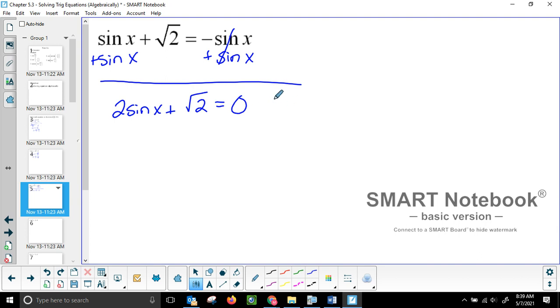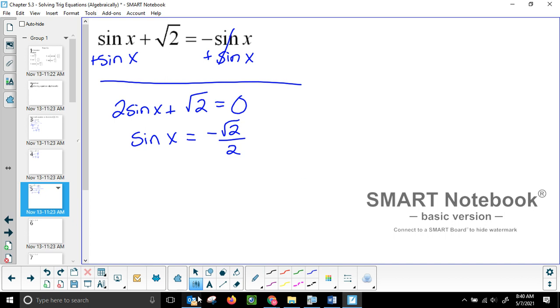So now this looks exactly like one of the problems that we just did. So I'll go ahead and subtract square root of 2 from both sides and then divide both sides by 2. So now we say sine of x is equal to negative square root of 2 over 2.